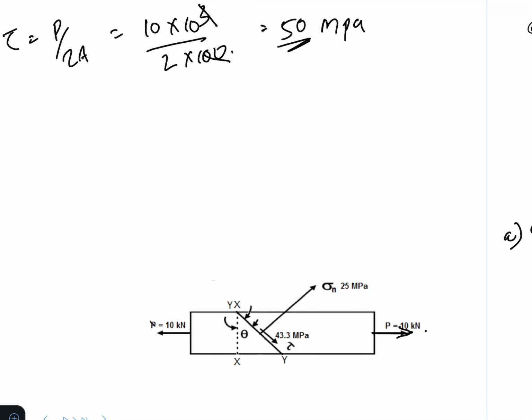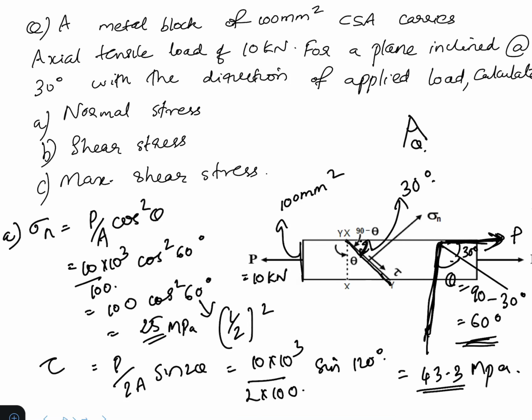The load P is acting at 10 kilonewton. Here this is our angle theta. This value of 30 degrees is given, so this value will be 60 degrees. At this oblique plane we have sigma n equal to 25 MPa and tau as 43.3 MPa. And at theta equal to 45 degrees, we will have tau maximum as 50 MPa. So the question is solved.